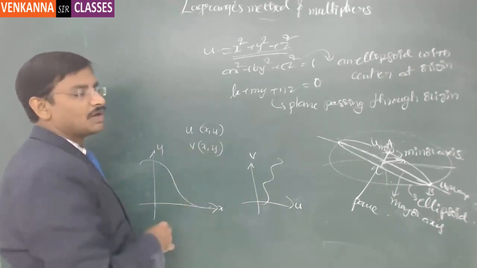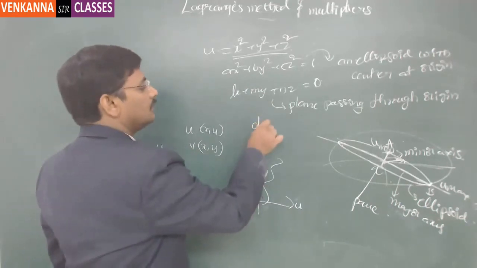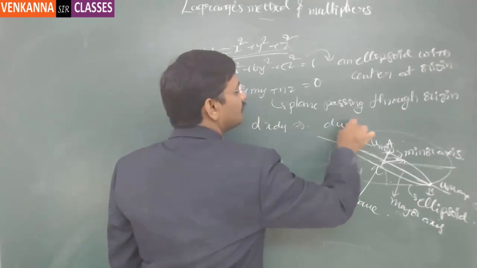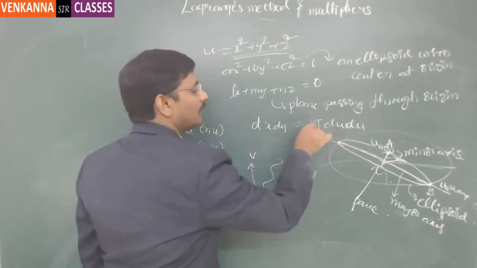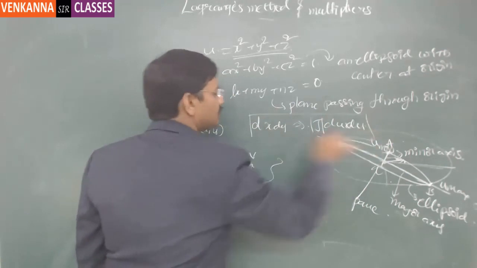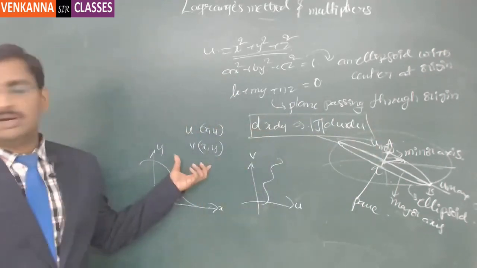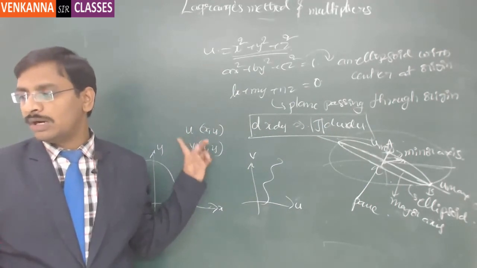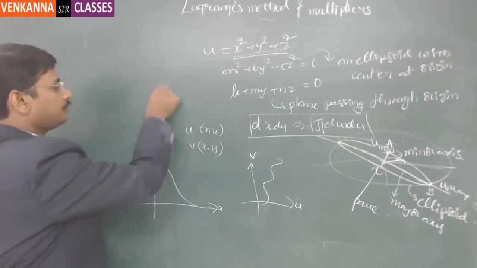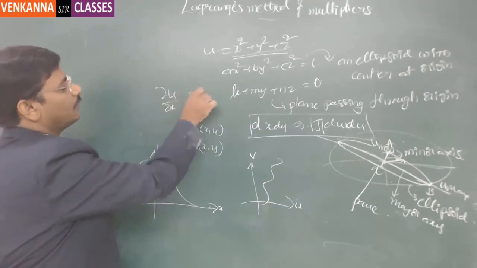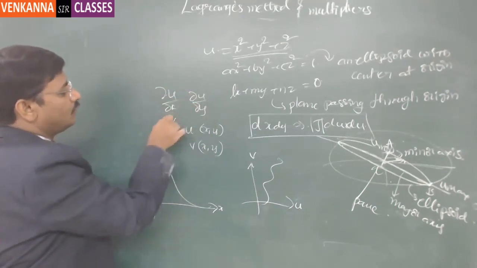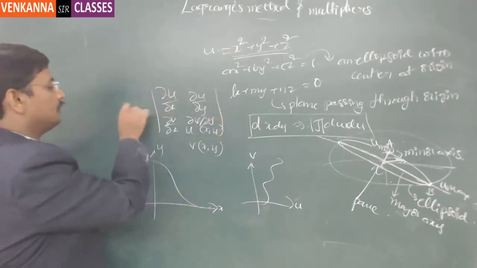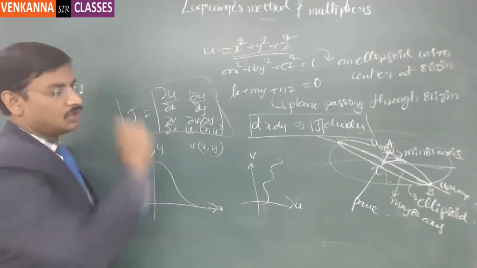Now if you want to find the integration, dx dy is translated into du dv. In this translation you have to multiply with something called the Jacobian. We derived this Jacobian with the help of these relations: dou u by dou x and dou u by dou y, dou v by dou x and dou v by dou y. The determinant of this is nothing but the Jacobian.